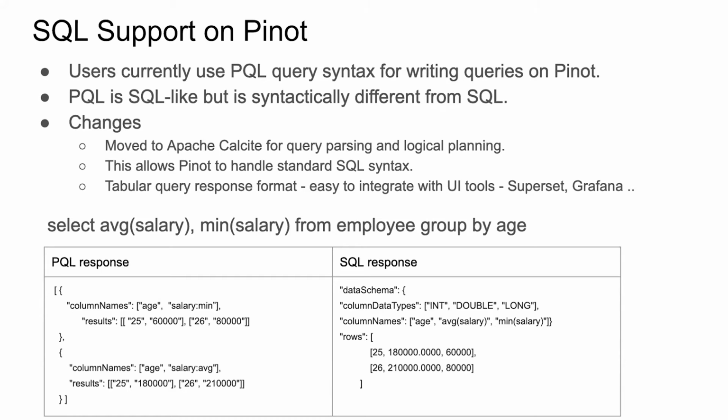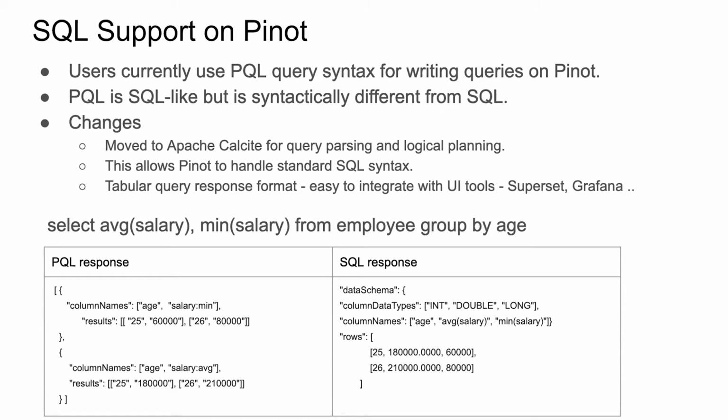But other kinds of SQL syntax are supported. The main difference is that now the query response is tabular, which allows easy integration with data visualization tools like Superset and Grafana. So take an example of a group by query where we have two aggregations, average and min, and then you're grouping by age.